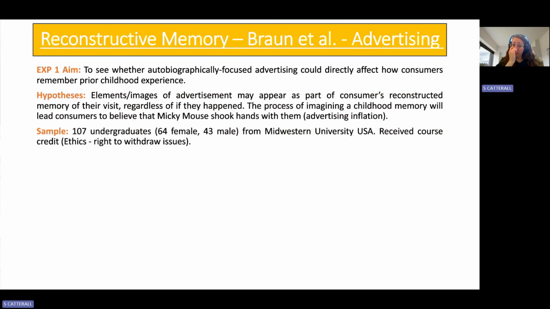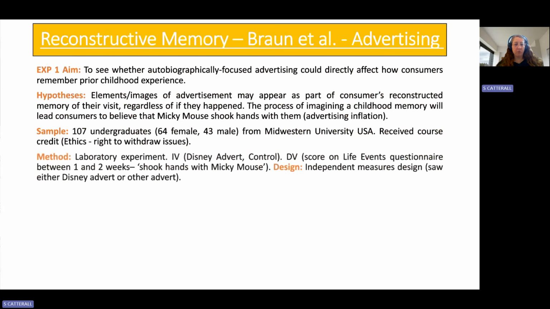The sample is 107 university students, males and females, from the USA. And yes, we've got culture bias. They received course credit, which is a bit of an ethical issue, because instead of writing an essay, you get credit for your course. So people might be more likely to do it because of that, and therefore there might be some ethical issues with the right to withdraw.